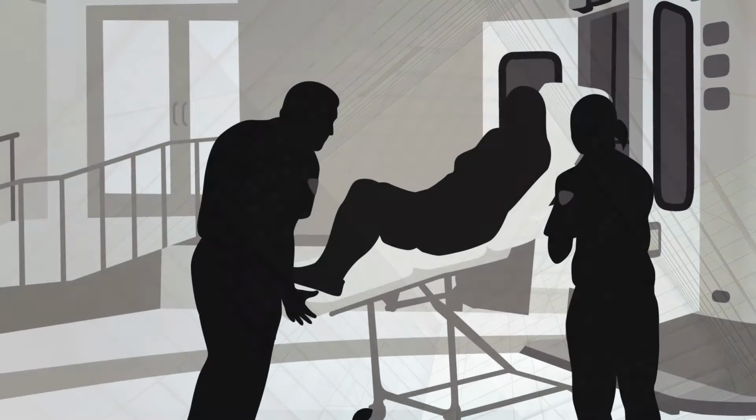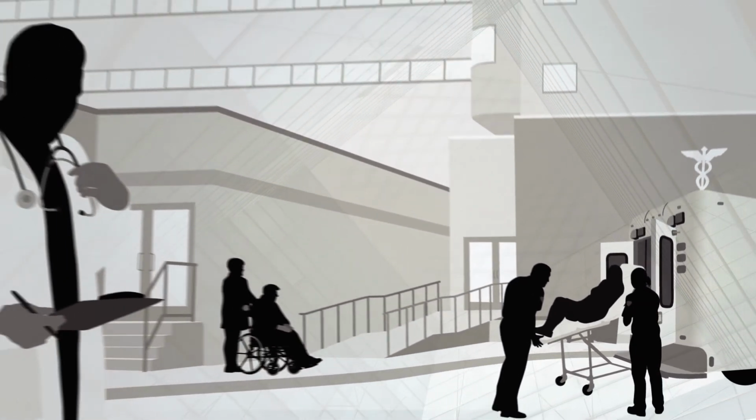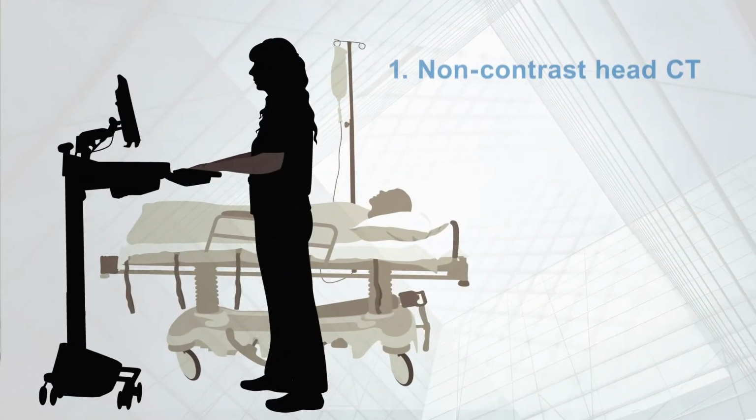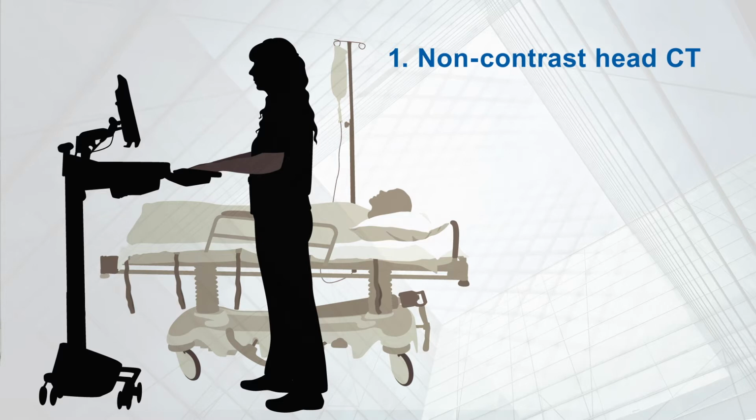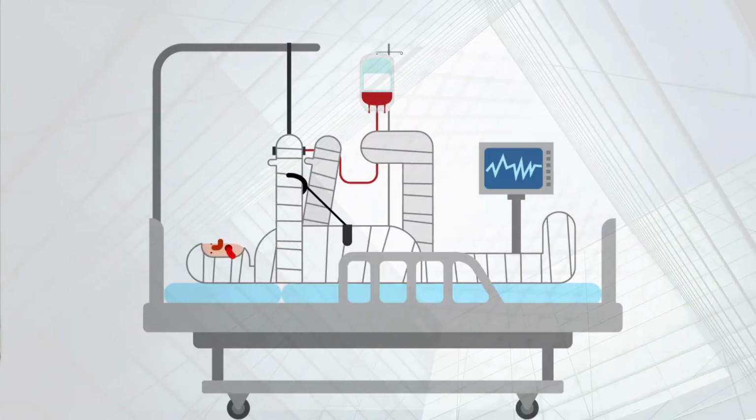The scenario we'll walk through involves a patient presenting to the ED for evaluation of stroke, who undergoes the typical workup, including 1. A non-contrast head CT on which early ischemia is detected. 2. A CTA of the head and neck that demonstrates a large vessel occlusion. And 3. A chest radiograph obtained in the ICU and subsequent chest CT obtained to better characterize an incidental lung nodule. Thankfully, we were unable to find a single study with such a multitude of issues.